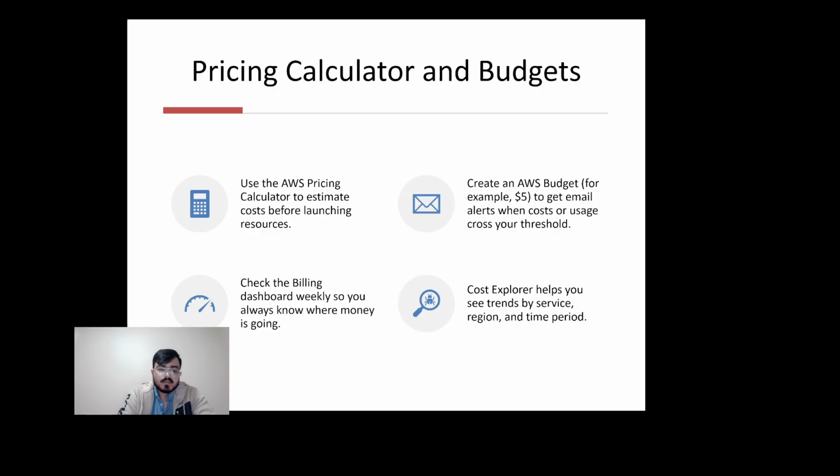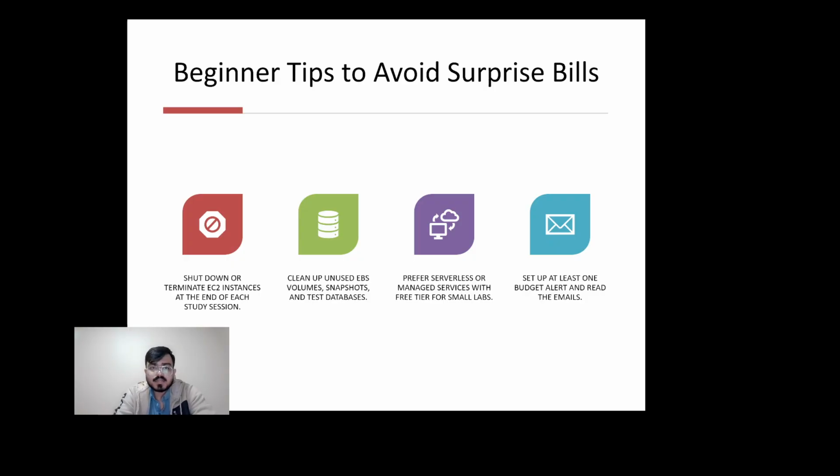Then there's AWS Budgets, which lets you set a spending limit. For example, $5. If your usage or cost gets close to that, AWS sends you an email alert. This way, you can stay safe and never get surprise bills. Let's move to the next one.